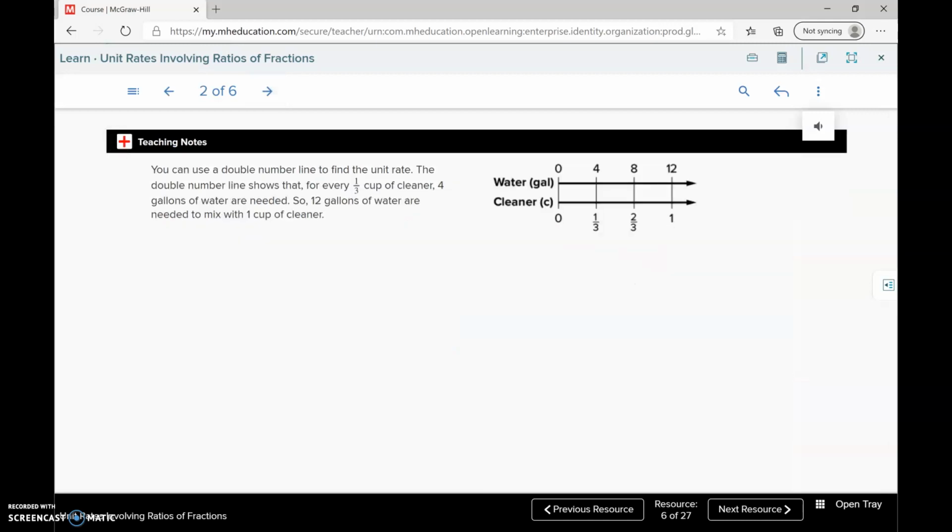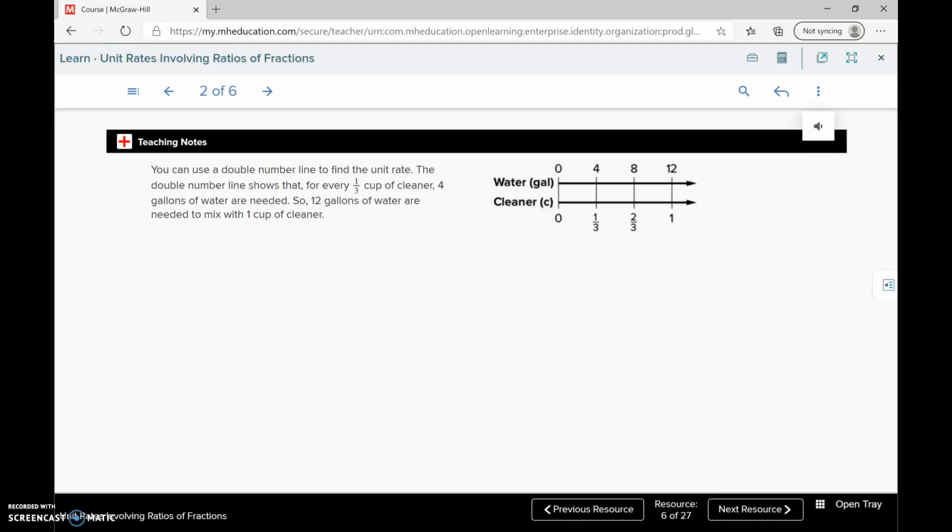So the first, we can use a double number line. A double number line uses scaling to find the unit rate. The top number line represents the number of gallons of water, and each increment represents 4. I'm never going to use less than 4 gallons of water at a time for each third of a cup of cleaner. So it just makes sense to go 4, 8, 12, 16, 20, 24, on and on and on.